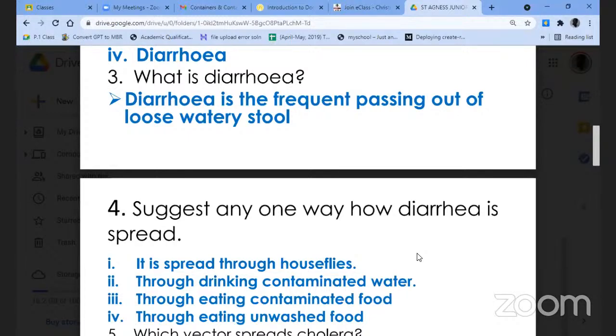Yes, there are foods that we eat raw, especially fruits. Fruits like mangoes, the avocado. There are so many fruits, the apple, the germs. But once you don't wash them, they may contain germs, and once you eat them, it will affect you. So then the next number is number 5. Which vector spreads cholera?